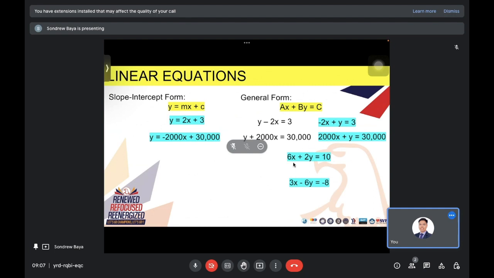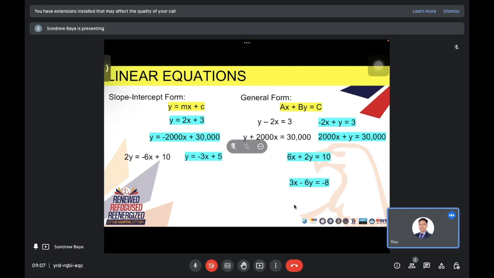So to write this in slope-intercept form, we just have to transfer 6x to the other side. Thus, it becomes 2y equal to, x should be written first, negative 6x plus 10. So y should have a coefficient of 1 here, so we divide both sides by 2. Thus, we get y equal to negative 3x plus 5. So here, the slope is negative 3 and the y-intercept is 5.